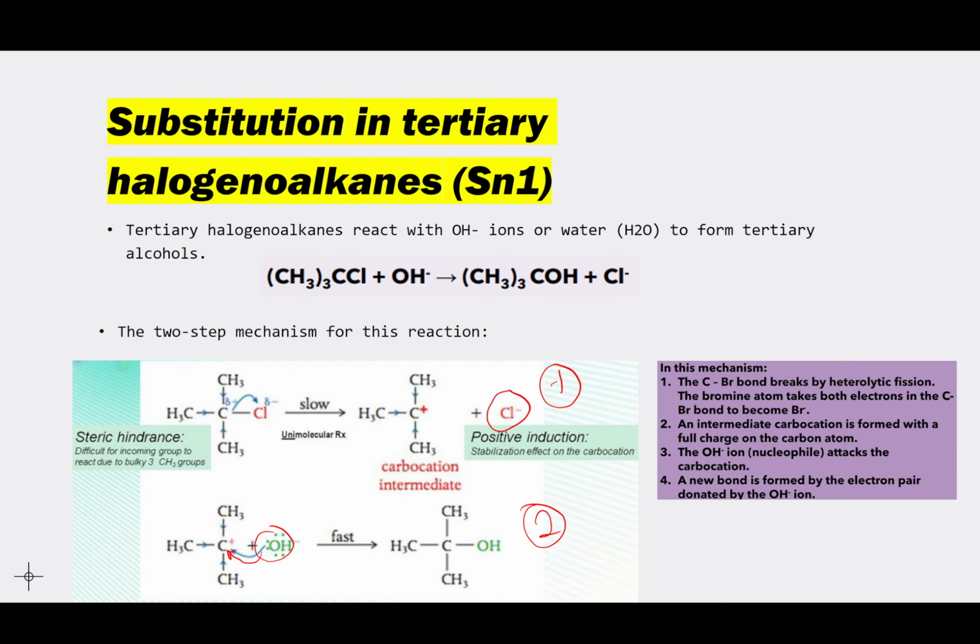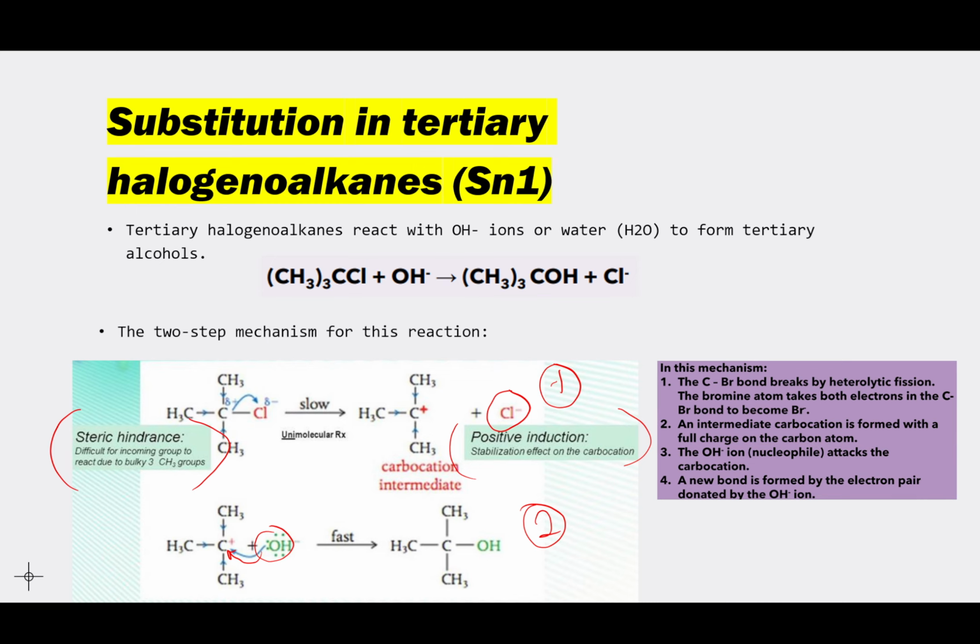What we're going to understand here is that the reason it's a slow process is because of steric hindrance. It's difficult for the incoming group to react due to the bulky CH3 groups. So this occurs in tertiary alkanes because it's really bulky.